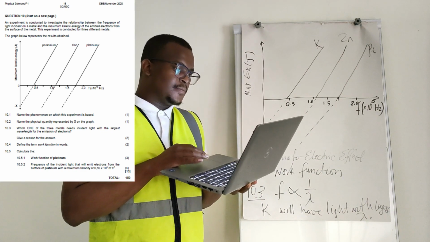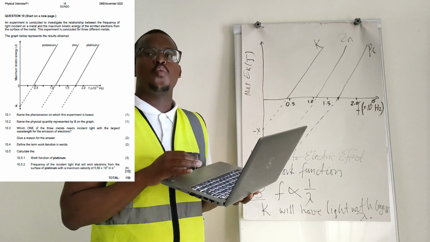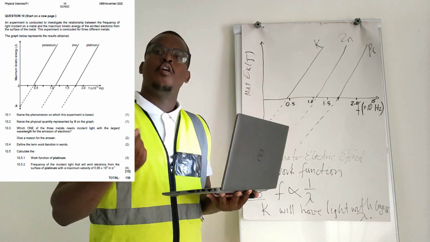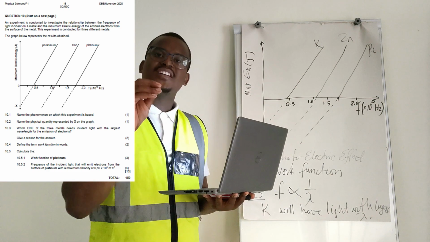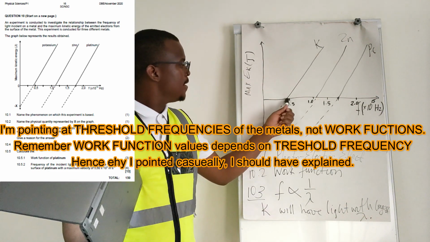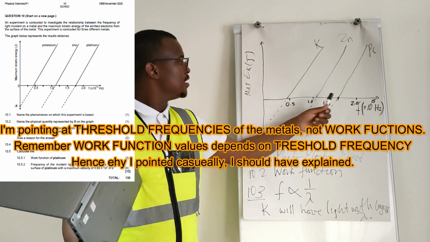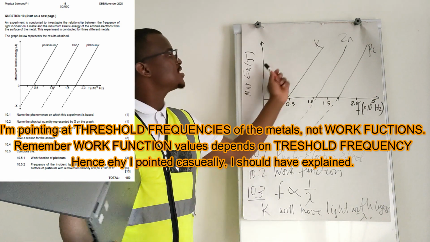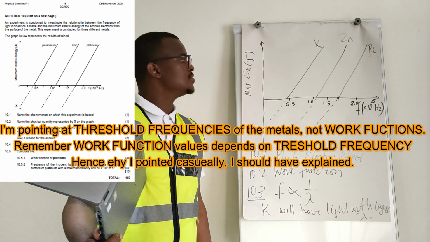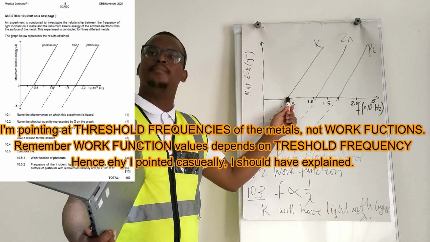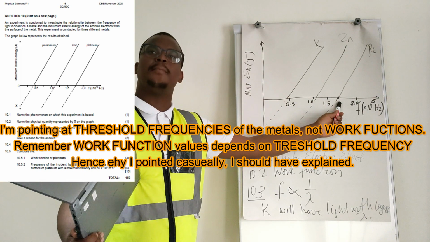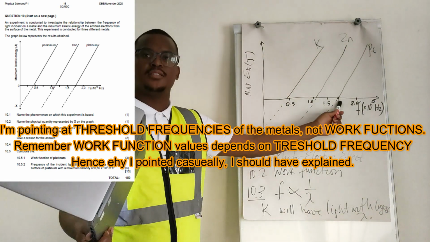Define the term work function in words. Work function is the property of a metal. It differs according to metals. You see here, all these metals have different work functions. Potassium has the smallest work function, and platinum has the highest work function.